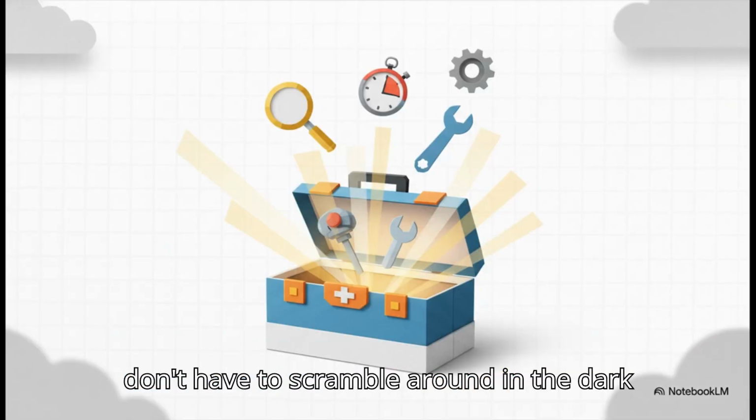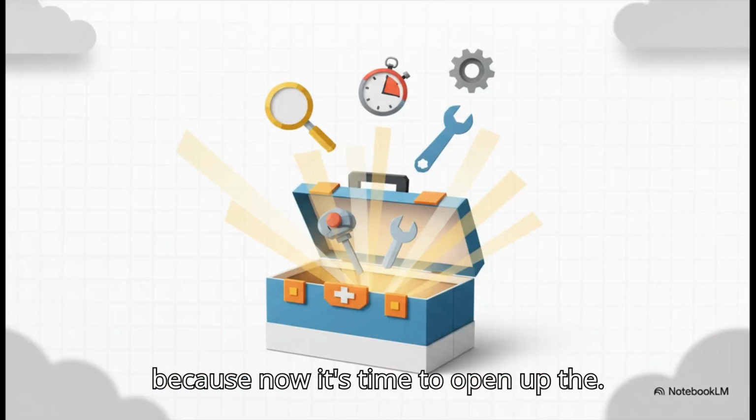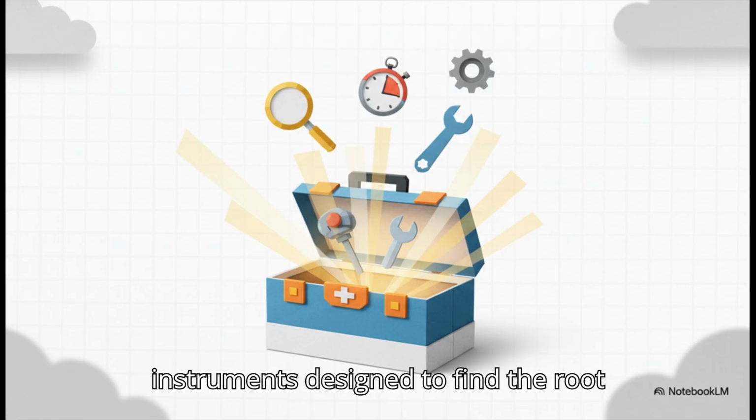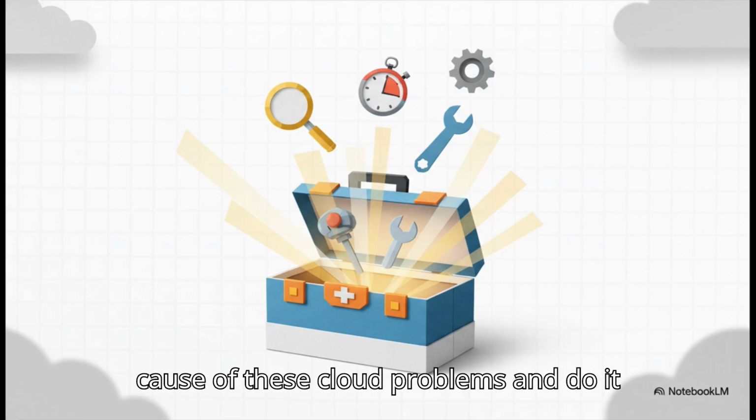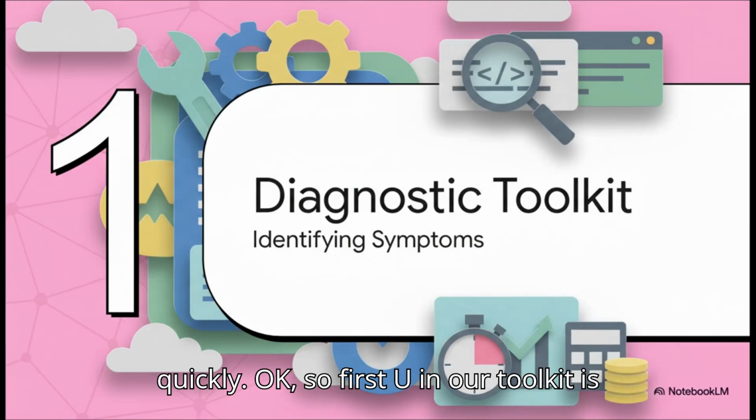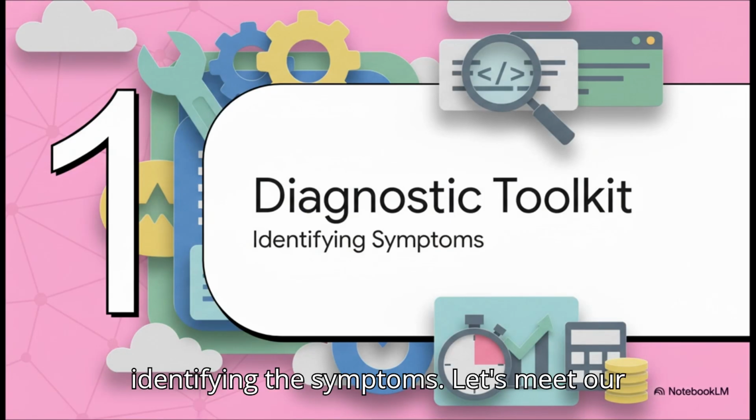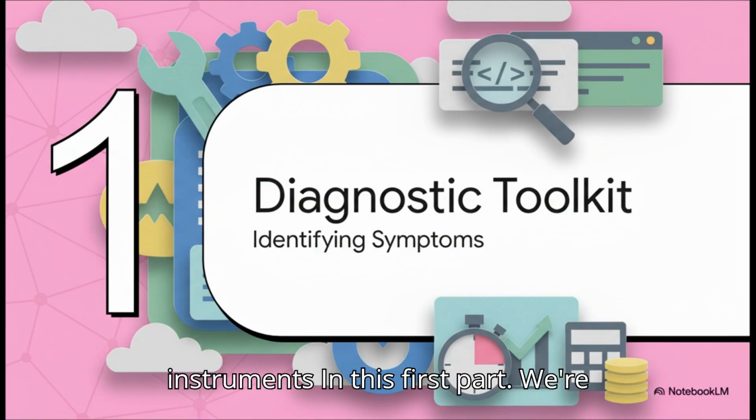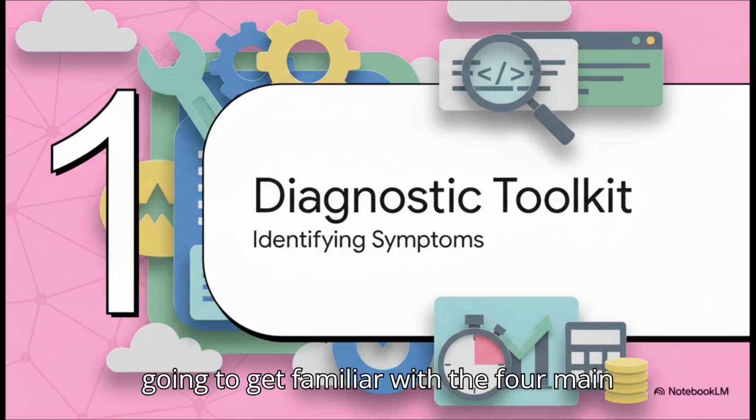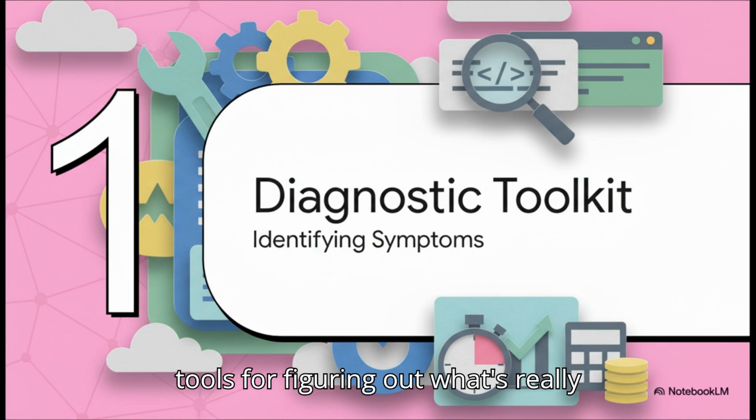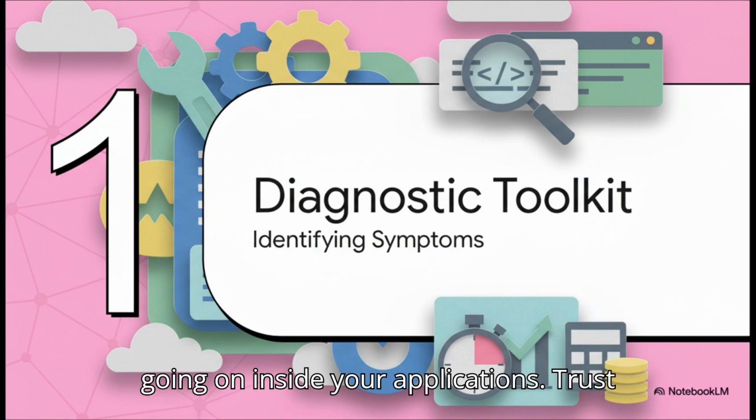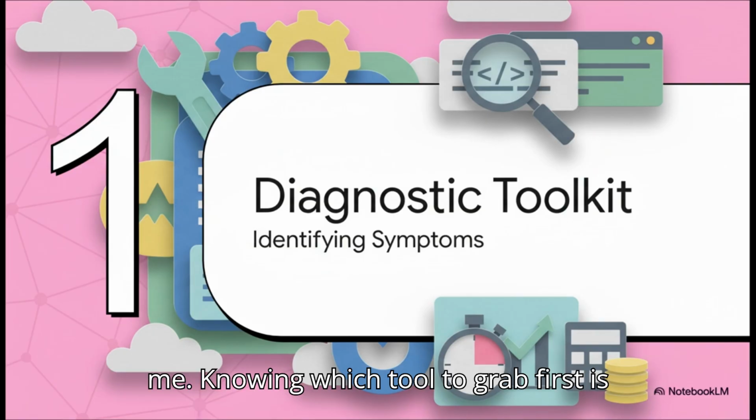But hey, no need to panic. You don't have to scramble around in the dark, because now it's time to open up the diagnostic toolkit. We've got specialized instruments designed to find the root cause of these cloud problems and do it quickly. Okay, so first up in our toolkit is identifying the symptoms. Let's meet our instruments. In this first part, we're going to get familiar with the 4 main tools for figuring out what's really going on inside your applications. Trust me, knowing which tool to grab first is half the battle.